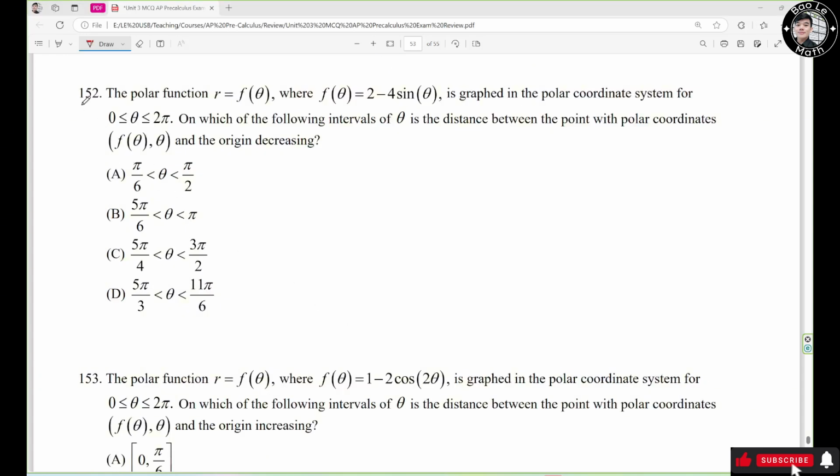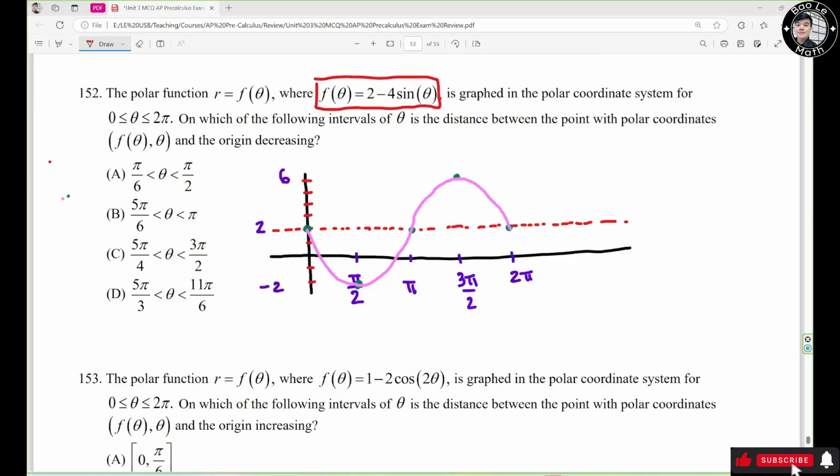Now question 152, similar to 151. We need to sketch the graph of this one in the rectangular system. Here's the graph of f of theta equals 2 minus 4 sine theta.